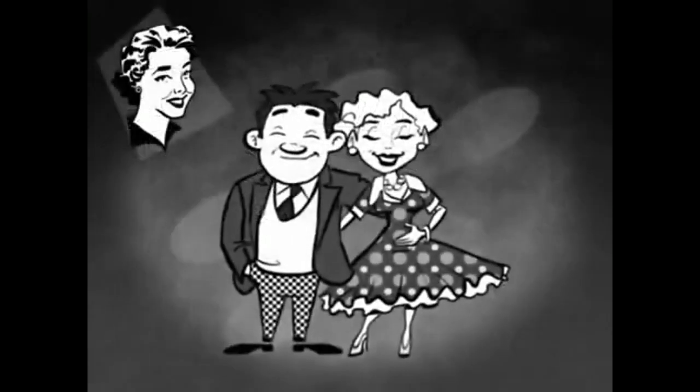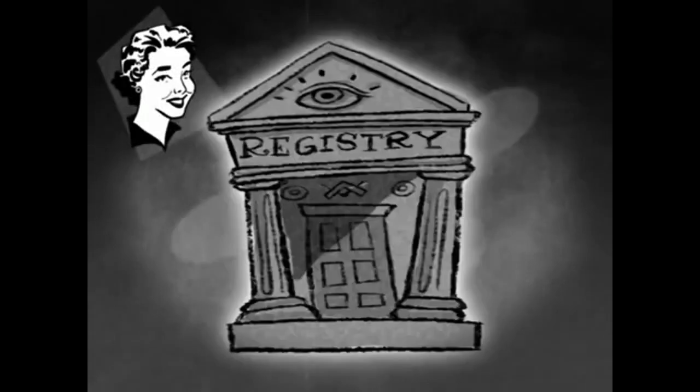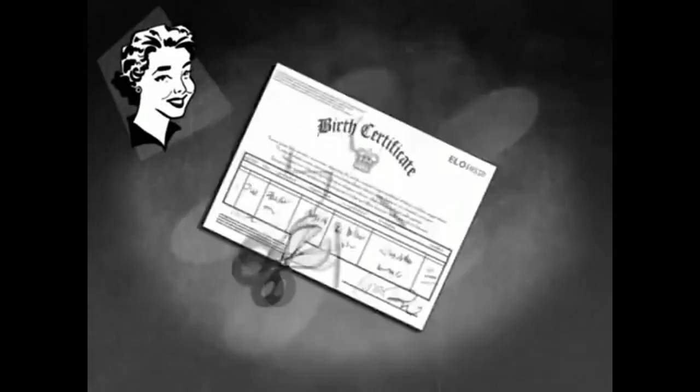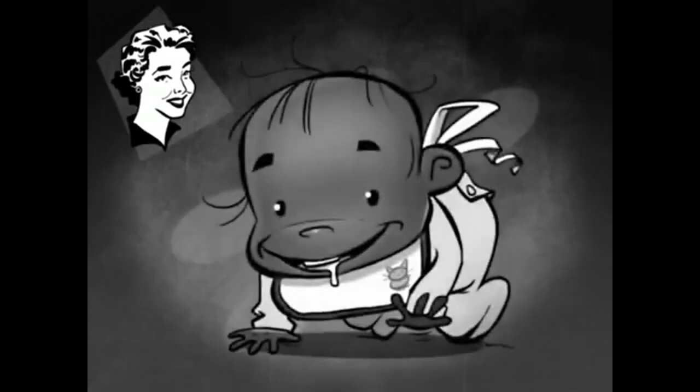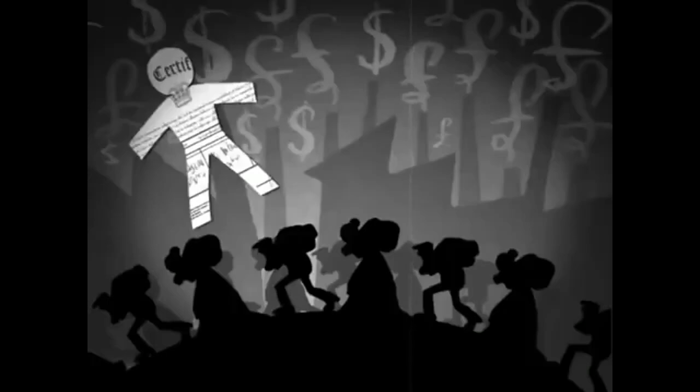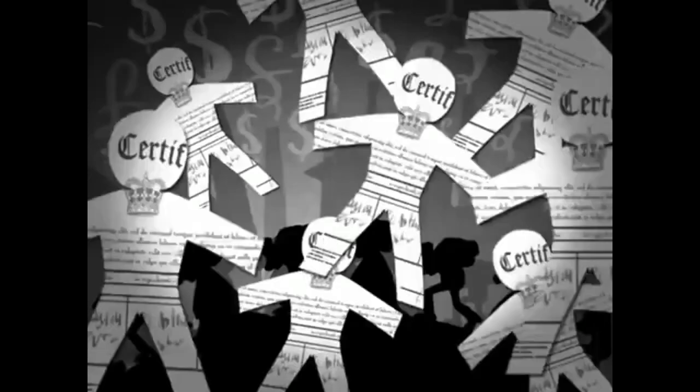Expecting a new bundle of joy? Well, then you need to register your little darling with a birth certificate. Then they can start the process all over again and create a new straw man for your little one. Isn't that great? So when Junior grows up, he'll be able to generate revenue just like you have.